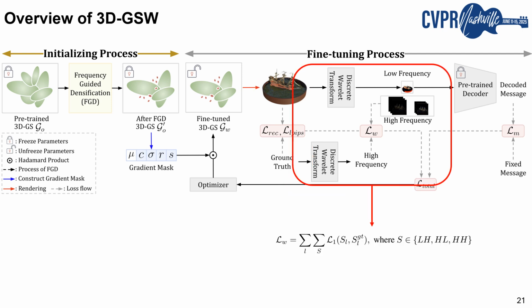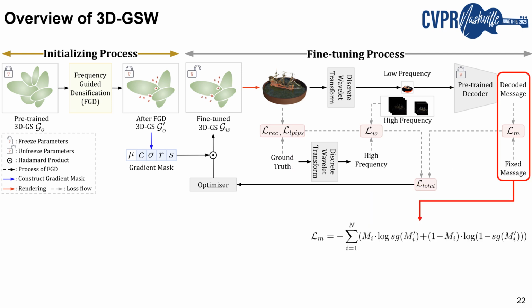For wavelet subband loss, we transform the images to several wavelet subbands. Using DWT, we only employ high-frequency subbands to improve the rendering quality in high-frequency areas. We employ mean absolute error between the original high-frequency subbands and watermarked high-frequency subbands. For message loss, we employ a sigmoid function to confine the decoded message within 0 to 1. The message loss is a binary cross-entropy between the fixed message and the decoded message through the sigmoid function.